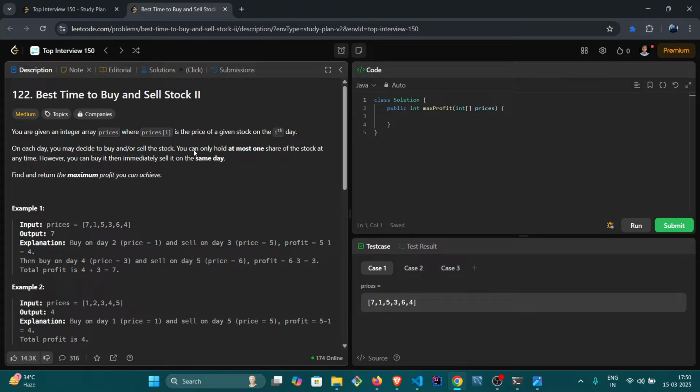Okay. So here in this question we are given an array, prices, and every element of prices represents the stock price on a given day. So in this question we have to find the maximum profit by making multiple transactions. But one thing you should keep in mind here: you can only hold at most one share of the stock. It means no multiple transactions at the same time.